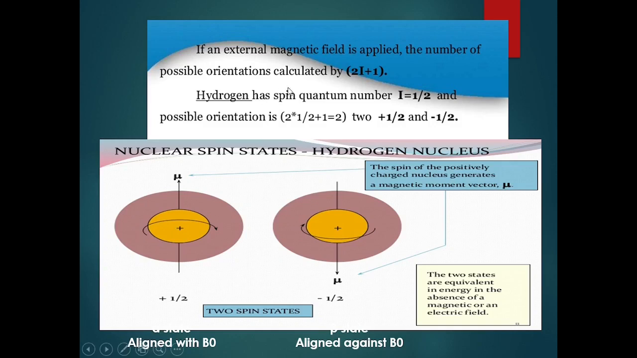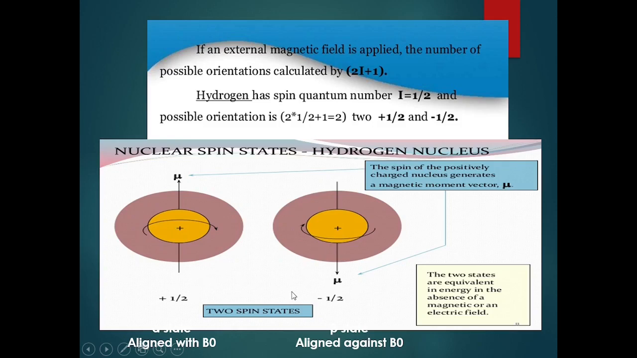If an external magnetic field is applied, the number of possible orientations can be calculated by 2I plus 1. For hydrogen nuclei, which have a spin quantum number I equal to half, the possible orientations with respect to the applied field are given by 2 times 1/2 plus 1, that is equal to 2. That means the magnetic moment of hydrogen nuclei can have two orientations with respect to the applied field, designated as plus half and minus half.